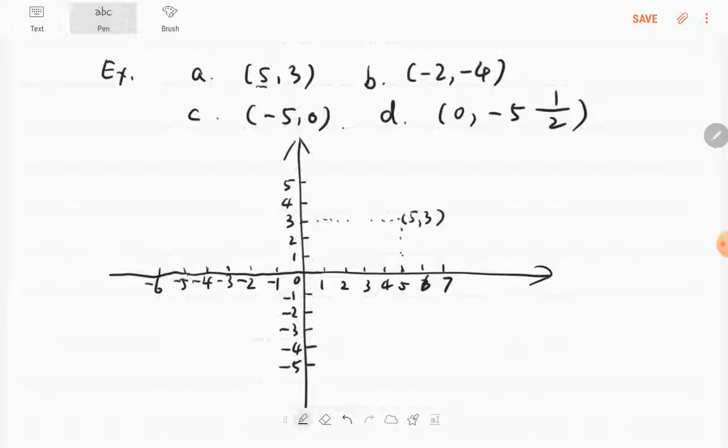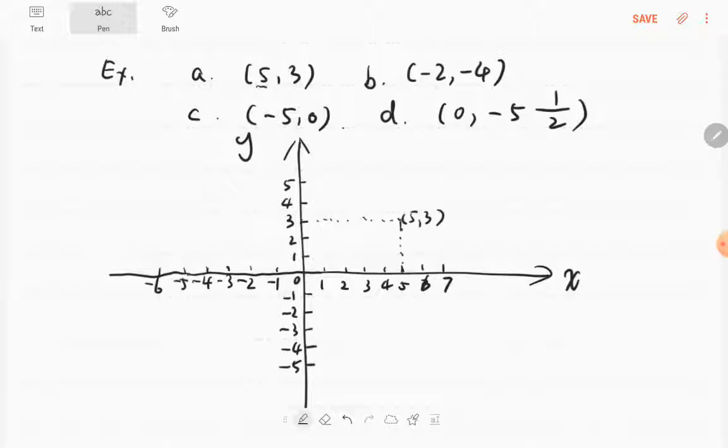The first value is the value in the x-axis. The second value, 3, corresponds to the value of the y-axis. So first 5, then 3. This is how we find the point A.